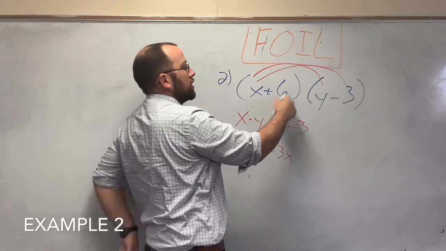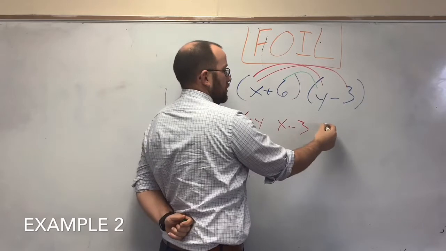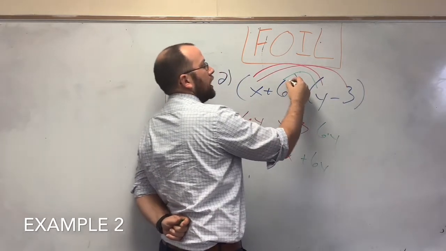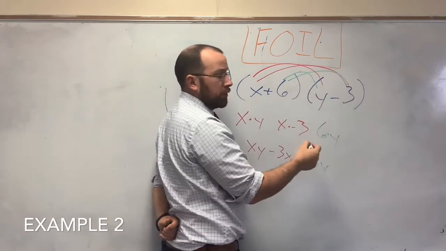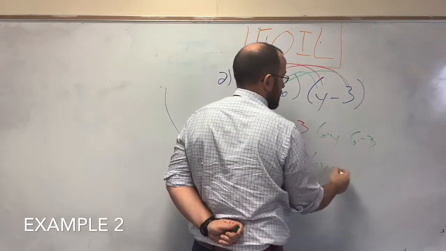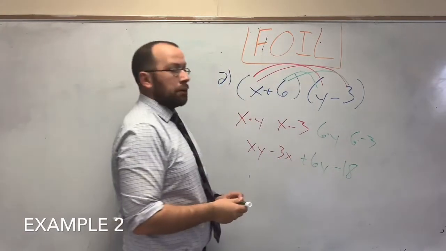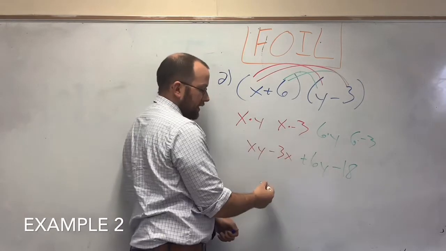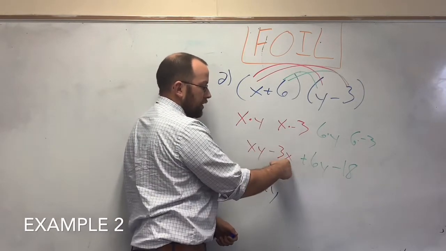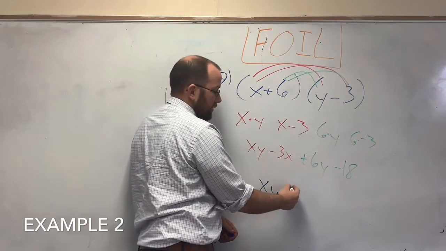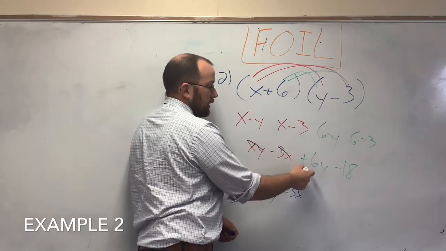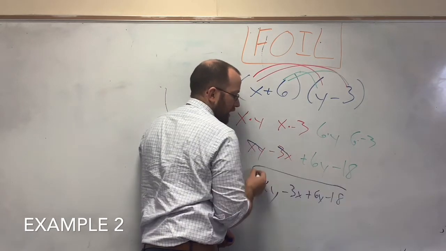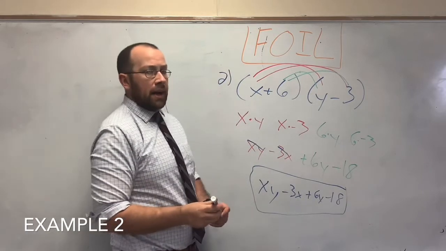Now we go to our inside terms, which is 6 times y, which gives us plus 6y. And then our last terms, which is the 6 and the negative 3. 6 times negative 3 is negative 18. Now we want to combine our like terms. So xy doesn't have anything that goes with it, so I bring it down. Is there another x to the first? No, there's not. Bring it down. Is there another 6y or y? No. Bring it down.